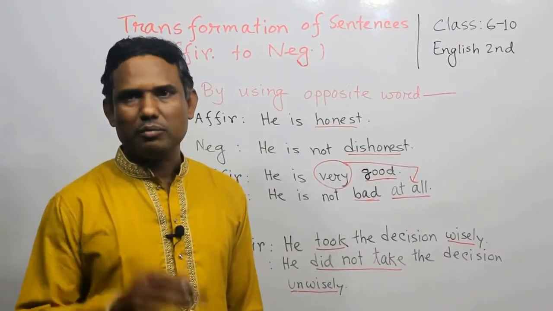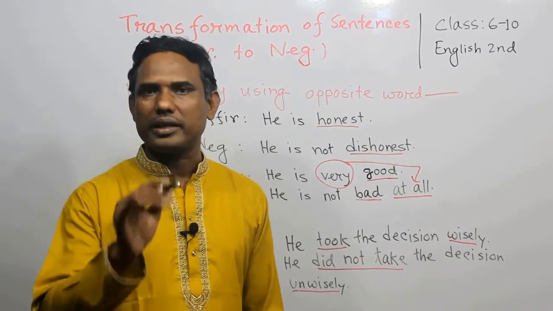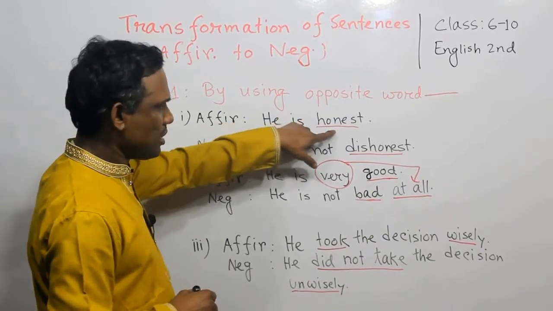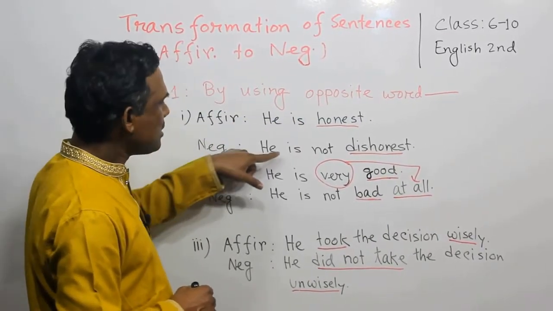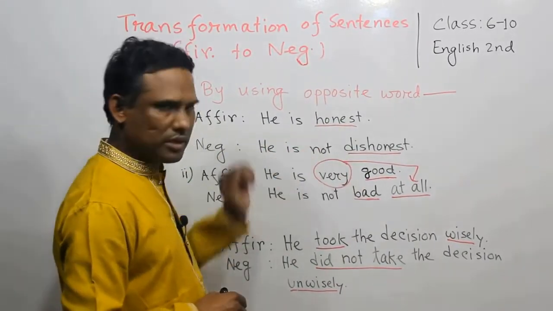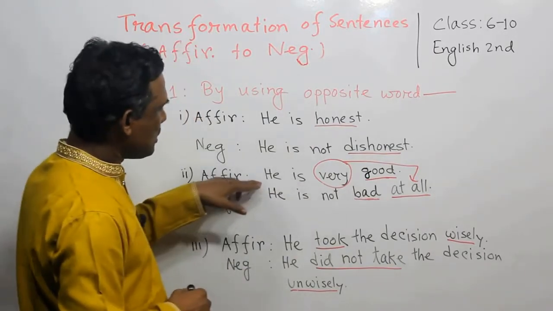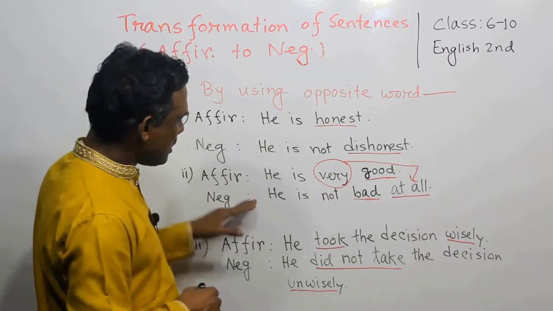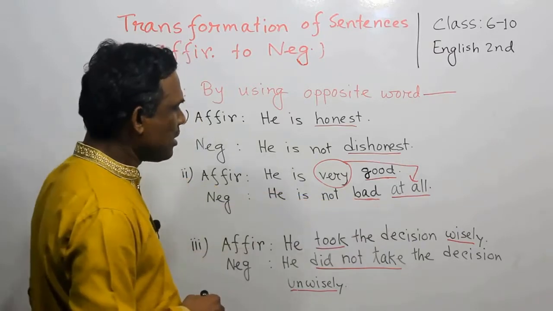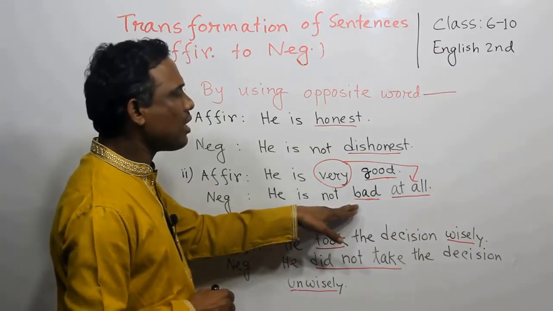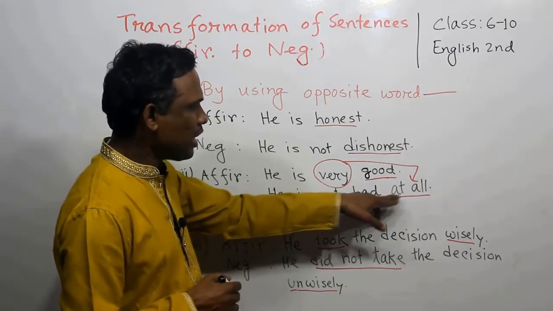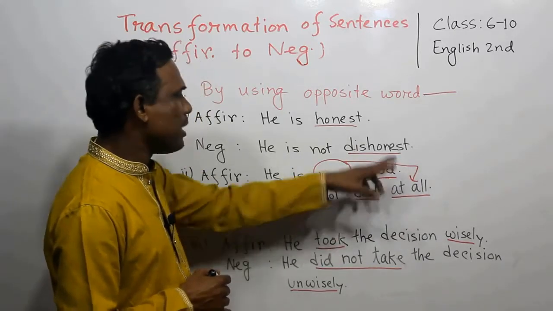Rule number 1. By using an opposite word, a negative sentence can be made. For example, number 1, he is honest. Its negative form is he is not dishonest. Here, dishonest is the opposite word of honest. Now, number 2, he is very good. Its negative form is he is not bad at all. You can see I have used the word bad, which is the opposite word of good. And you can also see I have used the phrase at all after the opposite word in place of very.